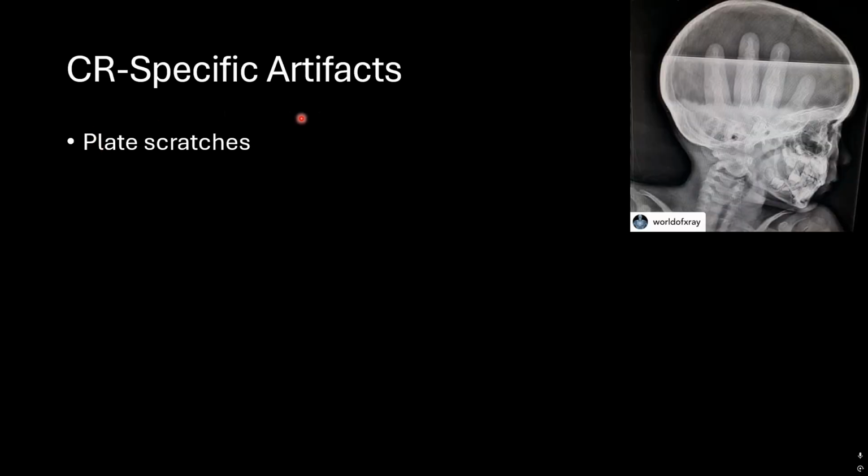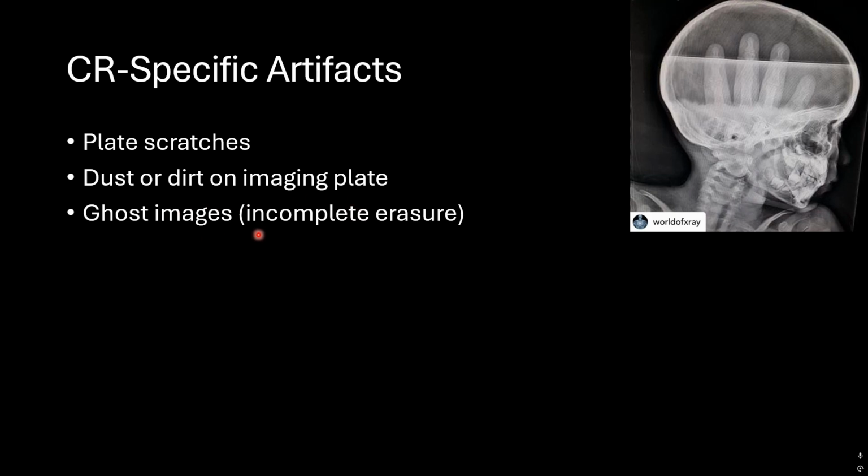Next, we have the CR-specific artifacts, for example, plate scratches, dust or dirt on the imaging plate, and ghost images due to incomplete erasure. You remember that when we talked about computed radiography, we mentioned that we need to erase all the leftover information from our plate, because if we didn't do that and we do a second exposure, then the previous exposure will appear on the new one.